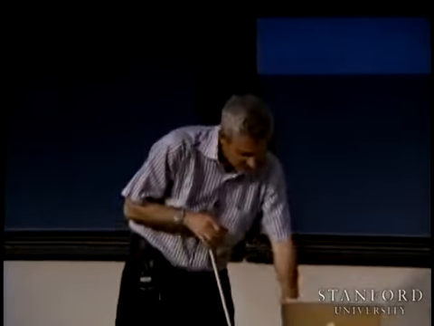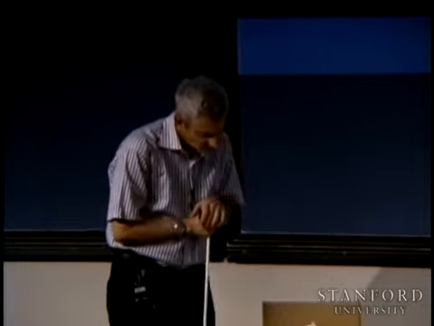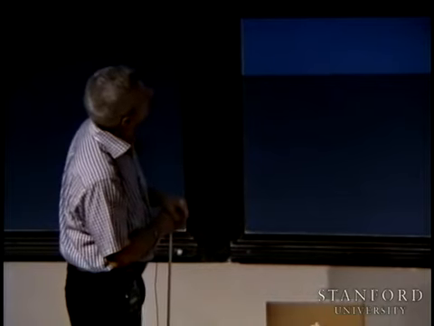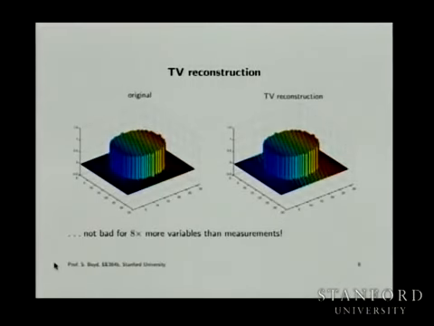Anyway, so let's see how this works. So here's the total variation reconstruction, and the summary is it's perfect.